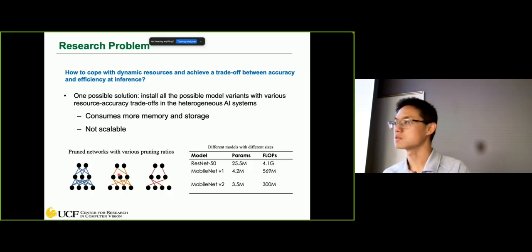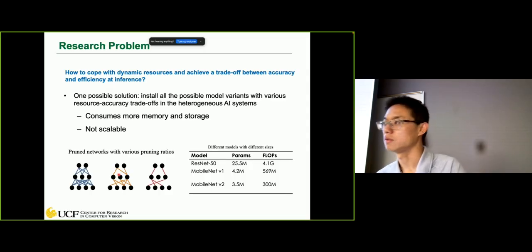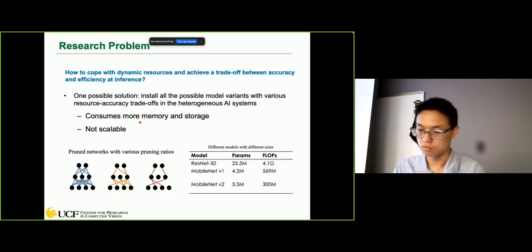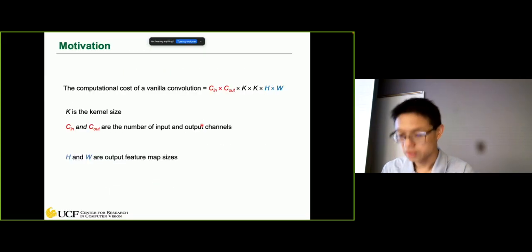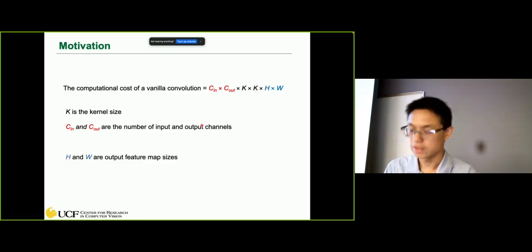But you can think about this is not scalable, because you have to store multiple versions of the network, maybe 10 or 15 if you want a very fine-grained trade-off between efficiency and accuracy. This also means you are consuming more memory or storage, because you have to store 10 or 15 models on the device. So in this case, we want a very scalable solution, so that at runtime we are able to dynamically trade off between accuracy and efficiency. So how can we solve this problem?